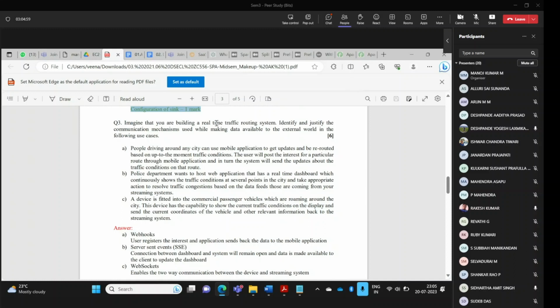Imagine that you are building a real-time traffic routing system. Identify and justify the communication mechanism used while making data available to the external world in the following use cases. People driving around any city can use a mobile application to get updates and be rerouted based on traffic conditions. That means a streaming solution, where the user will post in real time.